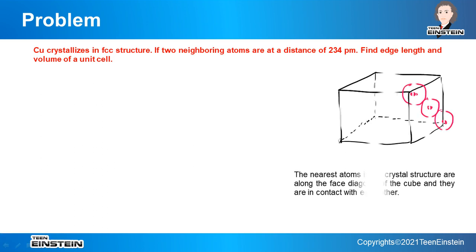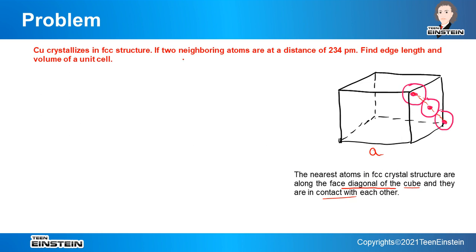So here, first of all, we have to draw the FCC cubic cell, okay? Because in an FCC crystal structure, the nearest atoms are along the face diagonals. In case of BCC, it is along the body diagonal, but in case of FCC, it is along the face diagonal of the cube, and they are in contact with each other. So this is the face diagonal. If the edge length is a, then the value of this face diagonal will be root 2 a.